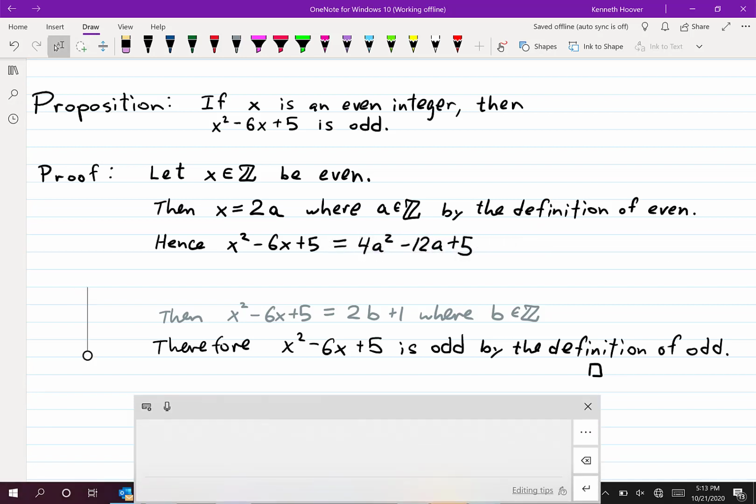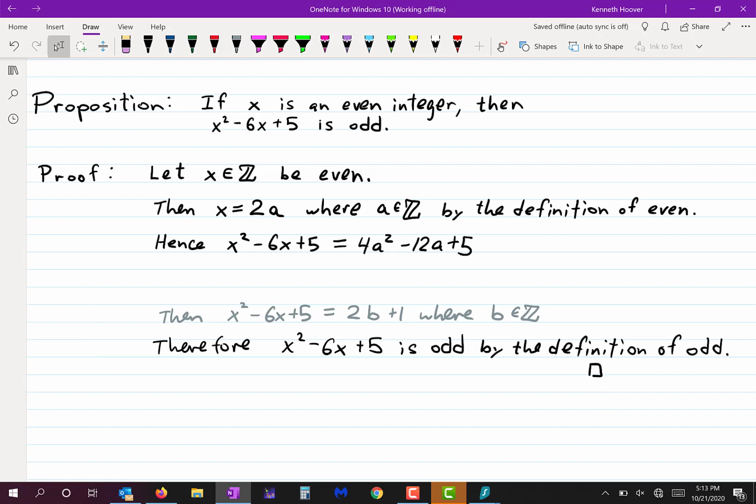Could we have just said that? And the answer is yes, you could have. I personally think if you go straight from here to here, that's too big of a leap. Not that it might not be true, but here's the overriding principle.